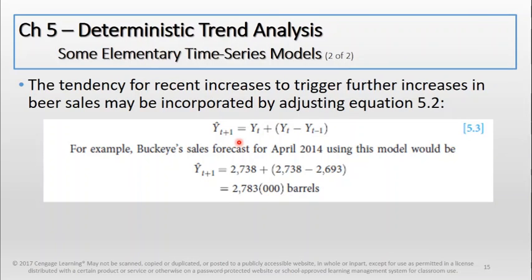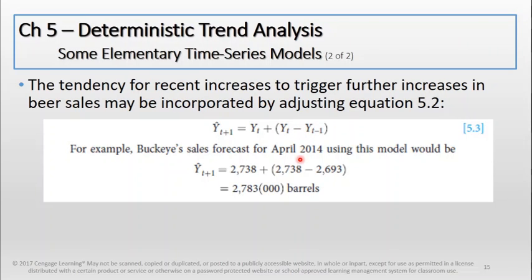So the tendency for recent increases to trigger further increases in beer sales may be incorporated by adjusting the equation in your 5.2. So, kanina, the equation was only up to here. Di ba? Meron ni siyang ganiha. However, you incorporate, di ba, the possible changes. So, you added this one. The difference between the current period's actual sales minus the previous month or previous period.